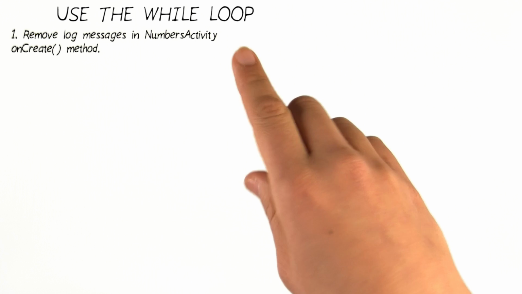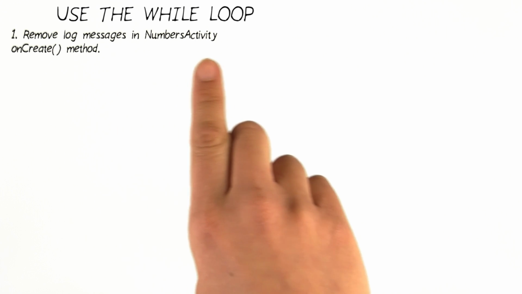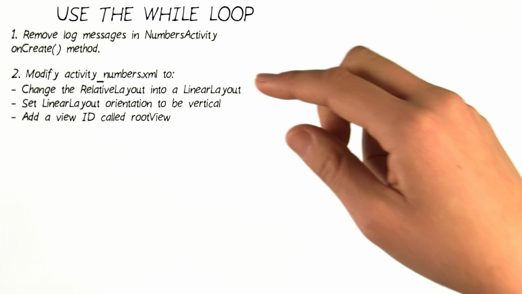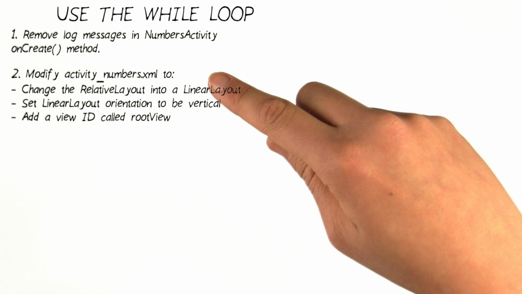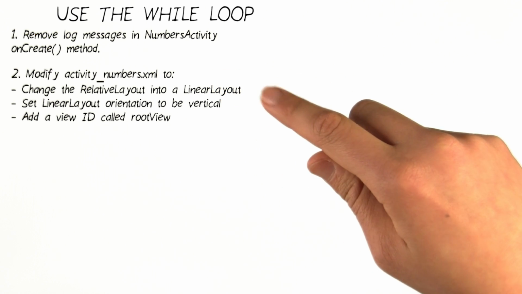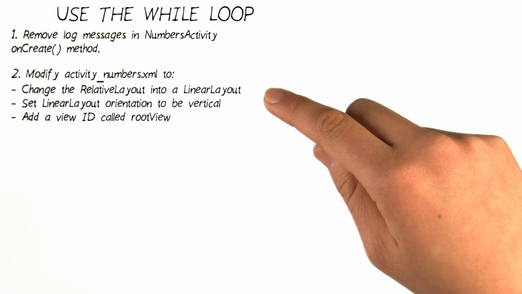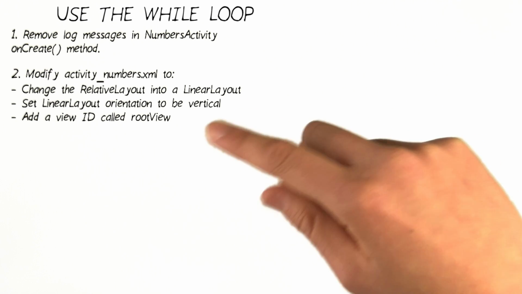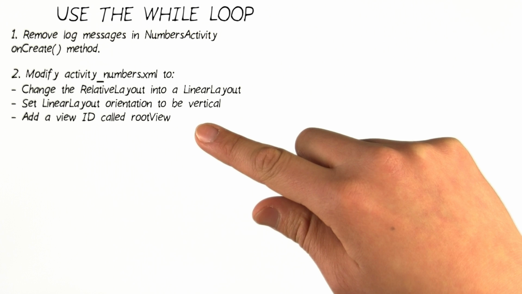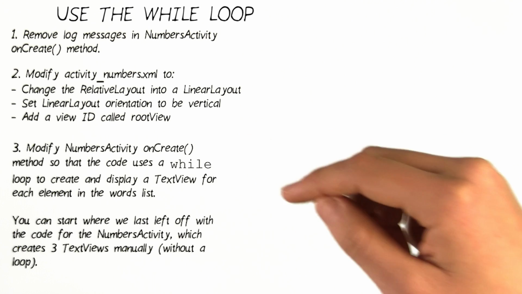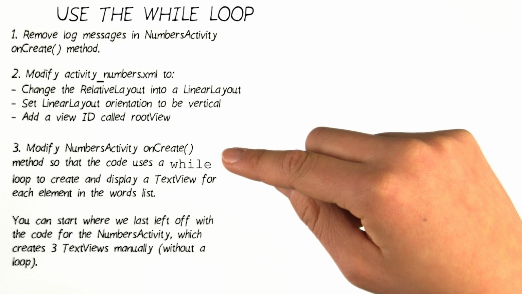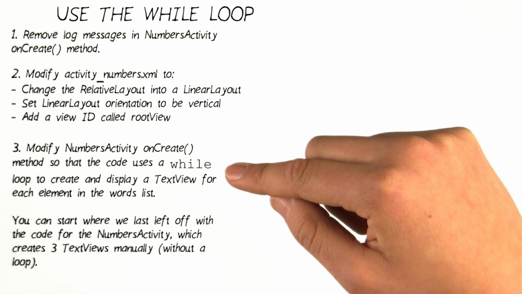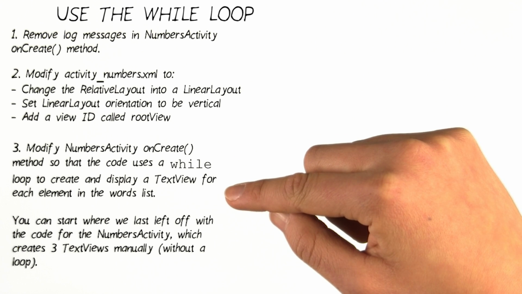So for the first task, remove the log messages in the NumbersActivity onCreate method. For the second task, modify activity_numbers to change the relative layout into a linear layout. Then set the linear layout orientation to be vertical, and then add a view ID called rootView. Lastly, modify the NumbersActivity onCreate method so that the code uses a while loop to create and display a text view for each element in the words list.